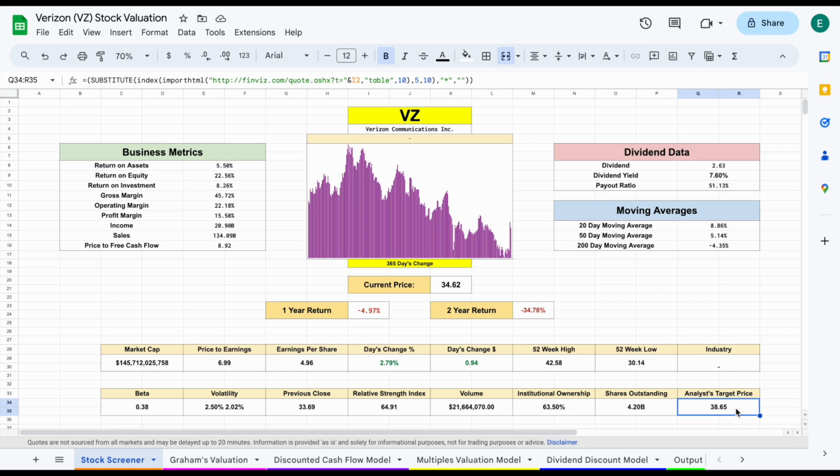Come down here, we can see analysts have a target price of around $38.65. Institutional ownership, a little bit low at around 63.5. And the beta is only sitting at 0.38. So you should see very, very little volatility with this company, which again is pretty interesting because we've seen such a high spike up in the share price over the past few days.